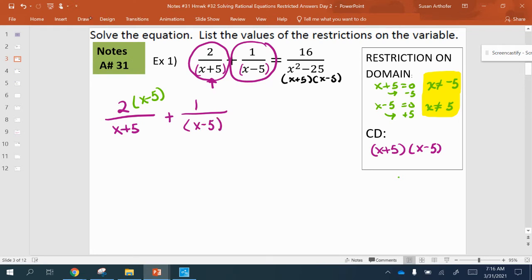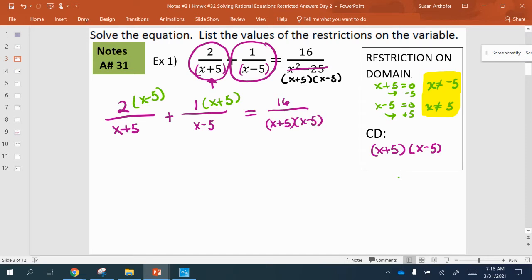And what am I missing? I'm missing the x plus 5. So I'm going to multiply the top by x plus 5. Okay, so then I'm going to put the equal sign in. And instead of writing this one, I'm going to just write this 16 over x plus 5, x minus 5.